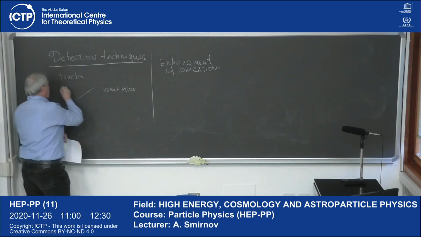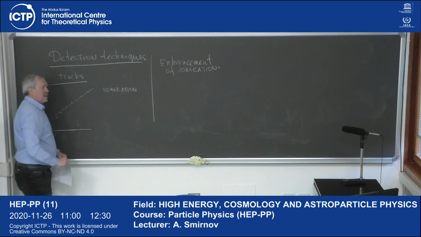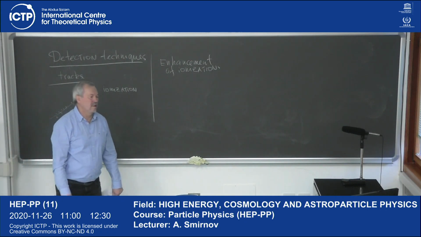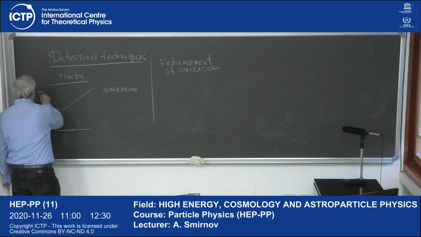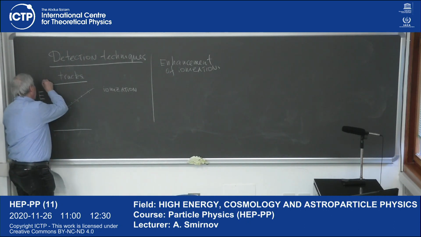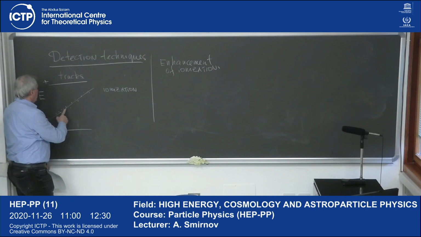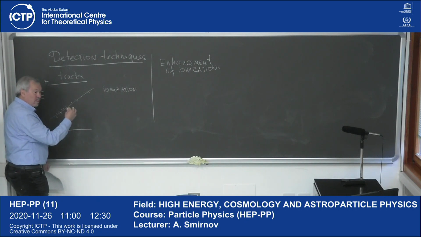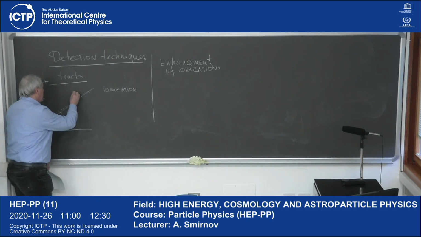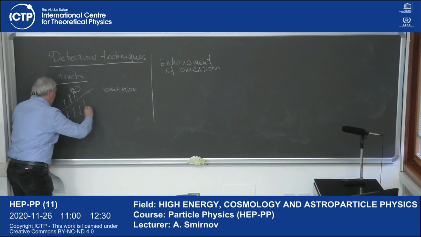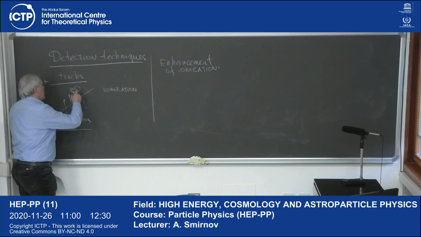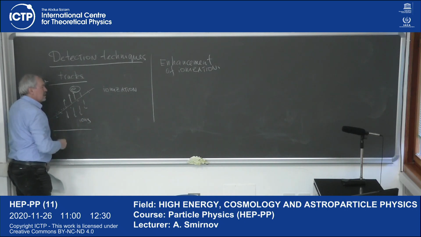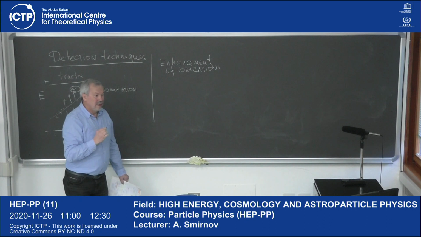So the idea is very simple. You put electric field. You put strong electric field in your detector. And in strong electric field, suppose this is plus, this is minus, ions produced along the track will move and accelerate. And electrons will go in this direction. And ions go in this one. Electrons accelerate and produce ionization in turn.